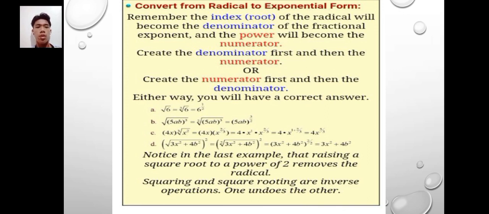Squaring and square rooting are inverse operations, one undoes the other. For example, the square root of 6 has an index of 2, so the answer is 6 raised to the power of 1/2.